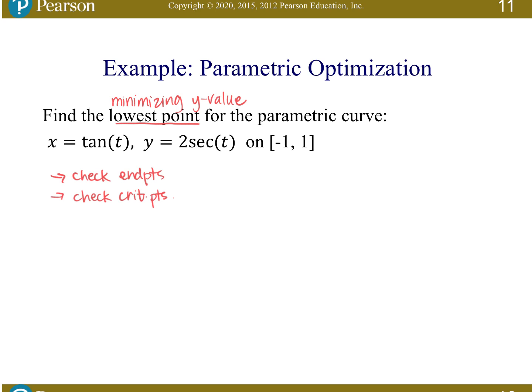Well, let's check our endpoints first. So we want to find what the y endpoint would be with the parameter of -1. So that would be 2 times the secant of -1. And then we also want to find the endpoint at the parameter of +1. So that would be 2 times the secant of +1. All right, so in radian mode, so that's the other thing. If you're in AP Physics, you might be in degree mode. So please make sure, I should have reminded you yesterday, set your calculator to radian mode.